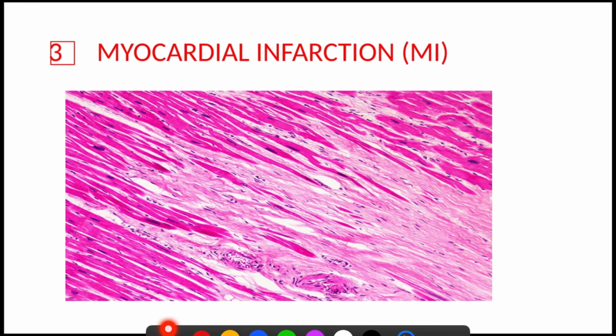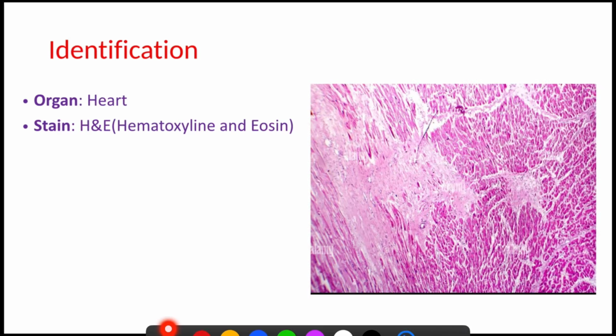Here you can see this is the homogeneous pinkish area which is devoid of nucleus in some of the areas. So this is one type of necrosis where nucleus are destroyed, and this is coagulative type of necrosis because the cell outline is visible. So organ is heart, HNE stained slide, and here the infected area, and these are the viable heart muscles or cardiac myocytes are present, and this is the area of infarction.